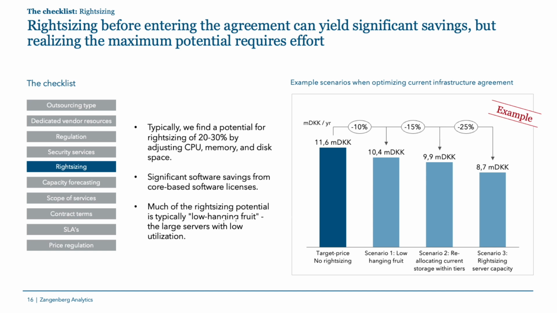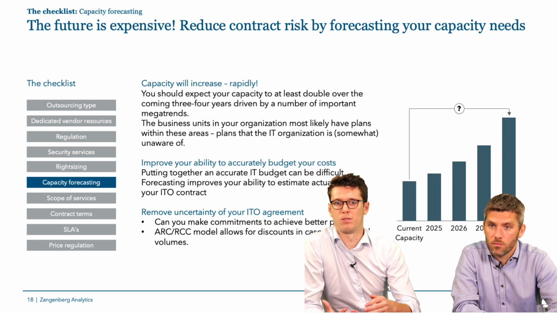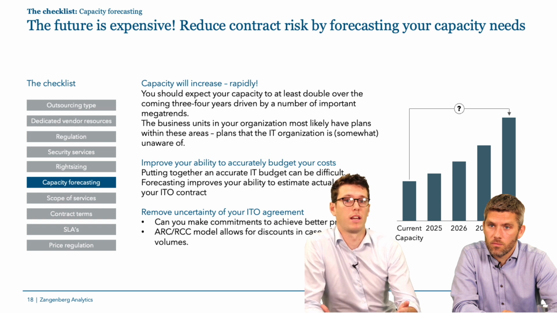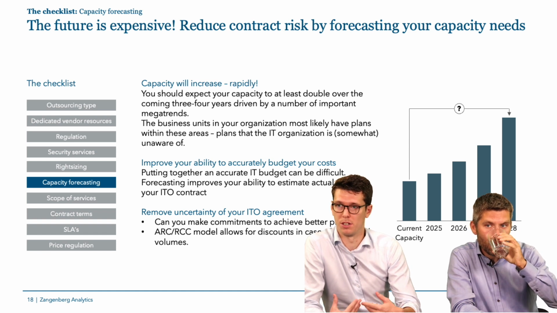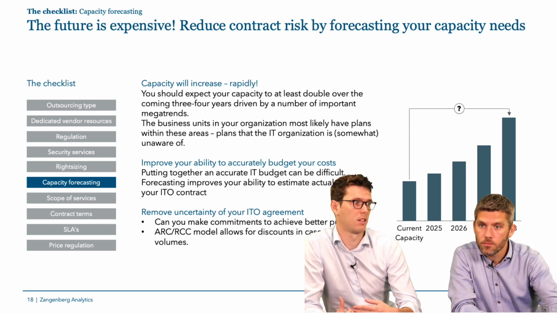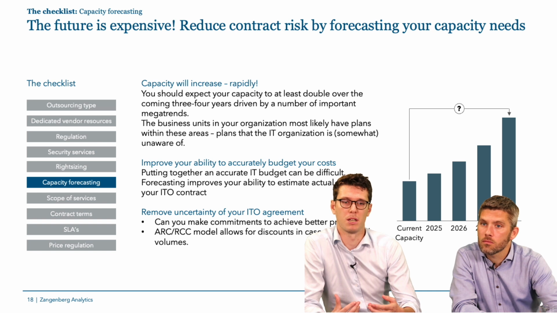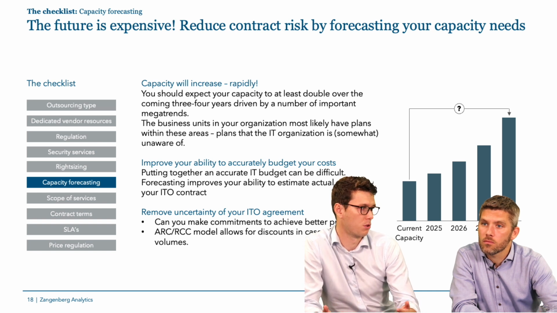Yeah. So if we move on to the next one, this is that we say you should try to forecast the capacity needs. And the reason we are asking for the next 4 years in the poll is that a lot of ITO agreements have a base period of 4 years.